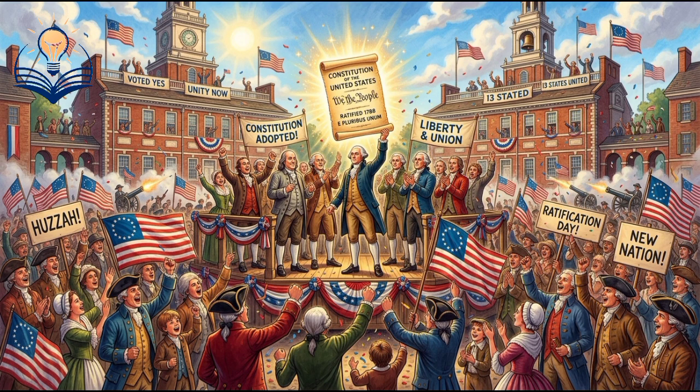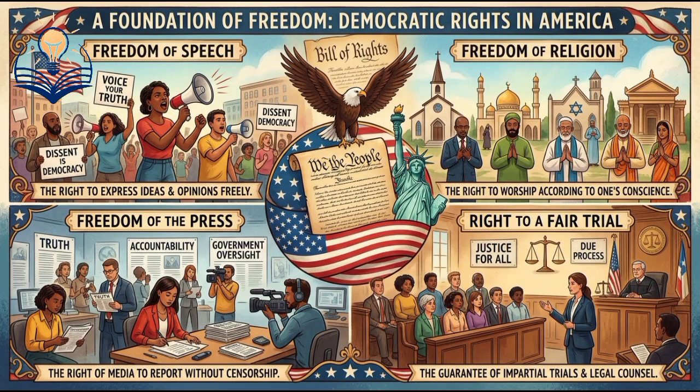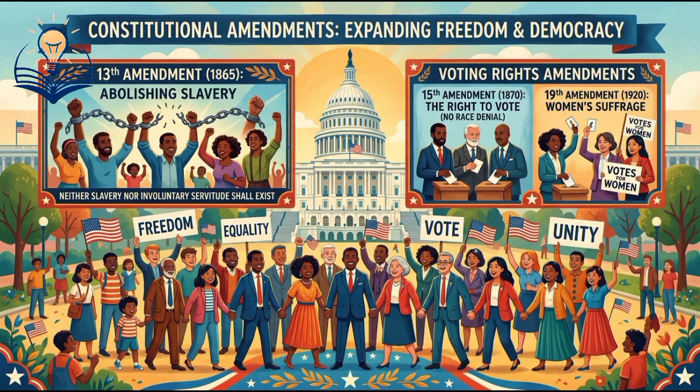In 1788, the Constitution was officially ratified, and in 1791, the first 10 amendments became known as the Bill of Rights. These amendments protected freedoms such as freedom of speech, freedom of religion, freedom of the press, and the right to a fair trial. The Bill of Rights became one of the most important protections of civil liberties in American history. For more than 2 centuries, the United States Constitution has remained the foundation of American government.